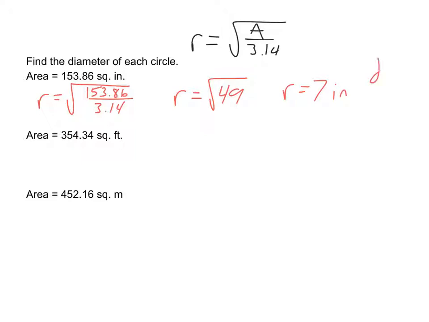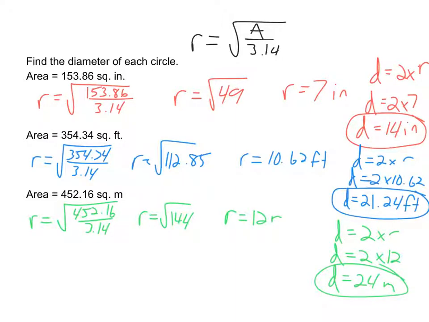Now remember, diameter is 2 times the radius. So my diameter is going to be 2 times 7, which would get me 14 inches for my diameter. Okay, so do the same thing we did on the last slide, find our radius. Just in the end, take the radius times 2 to get our diameter. So go ahead and pause the video, do these last two on your own, then hit play and see how you did.